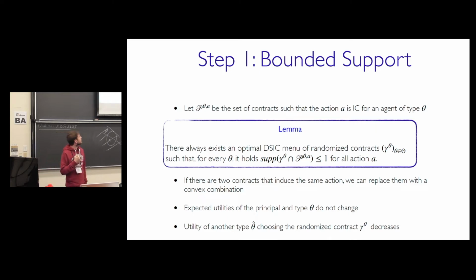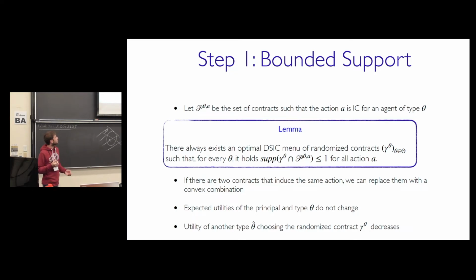We defined P theta A as the set of contracts such that the action A is incentive compatible for an agent of type theta, and this is a polytope. And then we show that there always exists an optimal menu of randomized contracts such that for each type theta, essentially the action A is induced by a single contract or none.